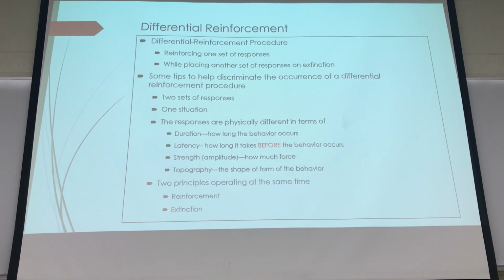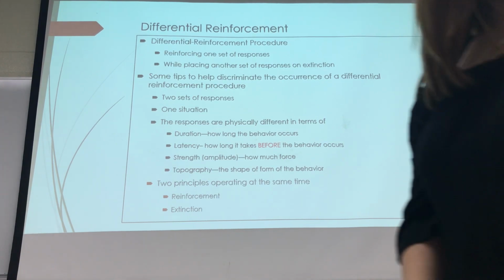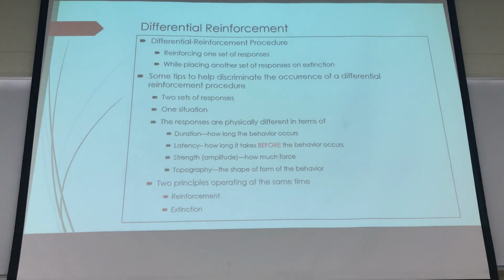The difference lies in what is called the response dimension. I've listed four of them. Response dimension is the physical property of a response. So we've got duration. This is how long it takes to perform the behavior. We can reinforce a behavior that's performed more quickly, that is, with a shorter duration, right? We can reinforce a behavior that takes more time to perform. We can use differential reinforcement on the duration of the response.